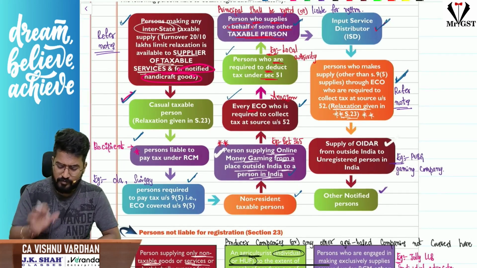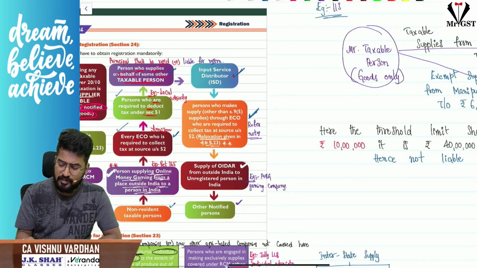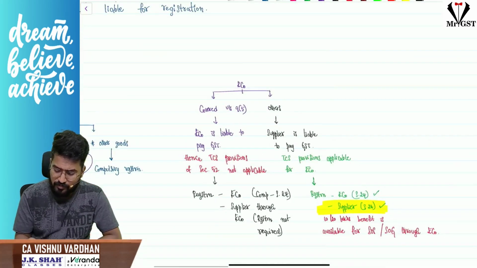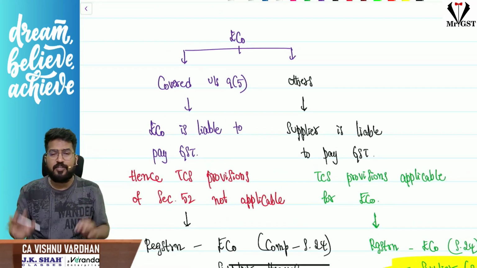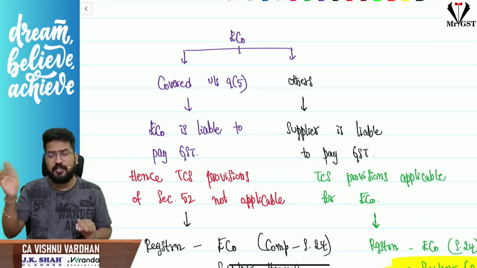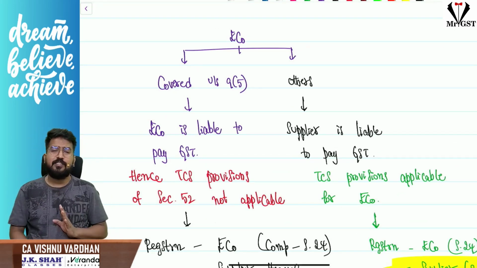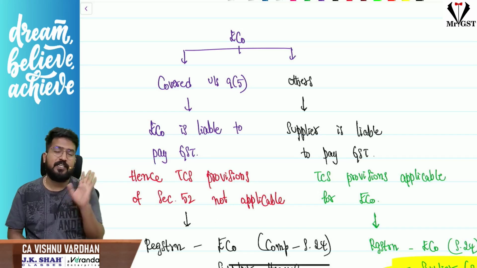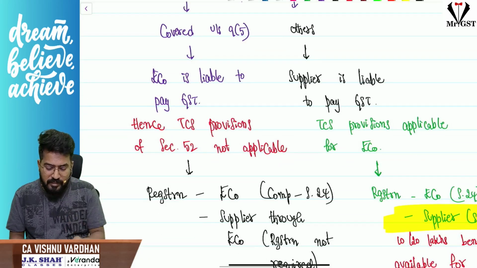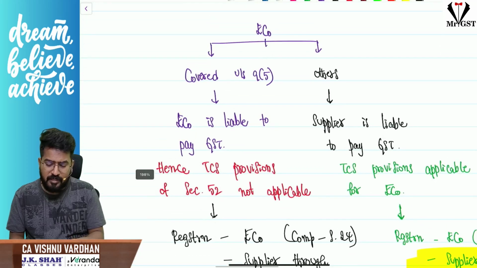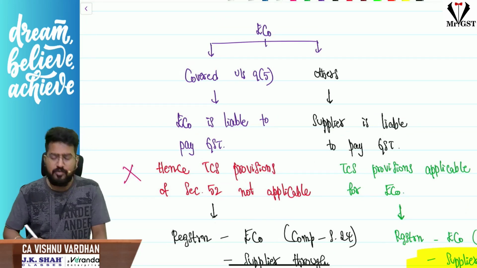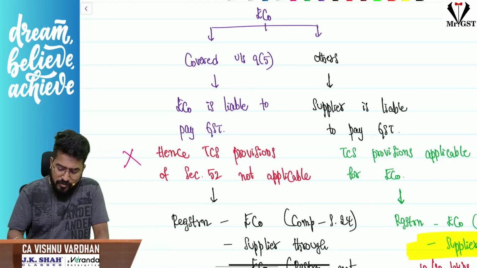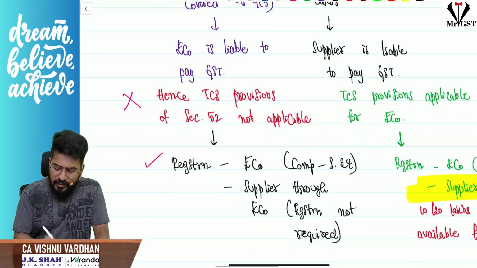Now coming to e-commerce operators, we have some discussion to make. We have a small flowchart. Sir, let us take two types of e-commerce operators: those covered under 9 subsection 5 and others. E-commerce operators covered under 9 subsection 5 are liable to pay GST under 9 subsection 5. In that case, because the e-commerce operator is liable to pay GST, TCS provisions are not applicable. So who is liable to pay GST here? The e-commerce operator. So who will take registration? The e-commerce operator will take registration.